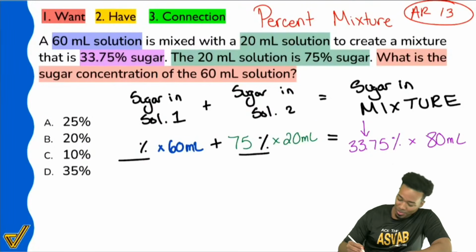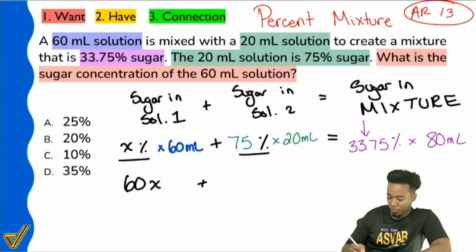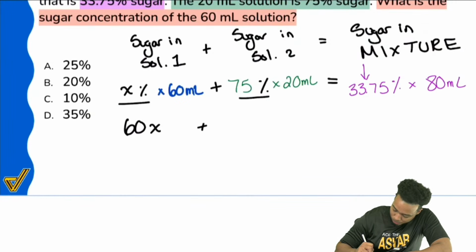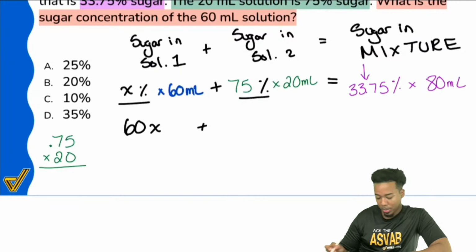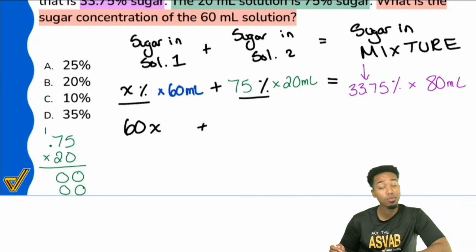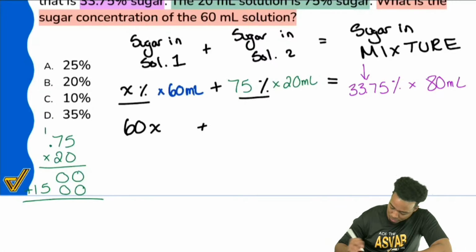Watch this. I'll just go ahead and say X here. So we'll have 60 milliliters times X. Everybody, let's go ahead and do 75% of 20. What's that going to be? Let's figure that out. 75 times 20, that's going to be 0.75. So we'll go ahead and do 5 times 0, 0. 7 times 0, 0. Next line, 5 times 2, that's going to be 10. 7 times 2, that'll be 14. Carry the 1, that'll be 15. Add those together, and that's going to be 1,500.